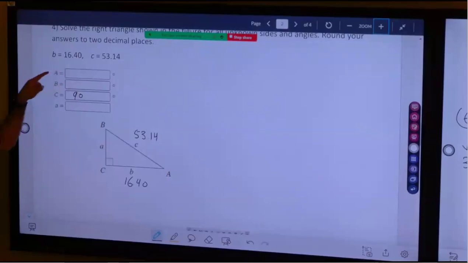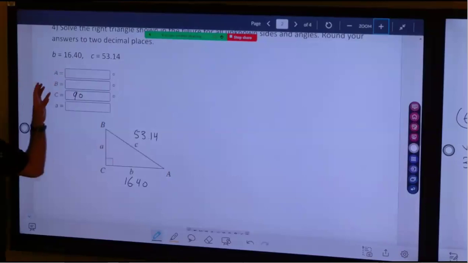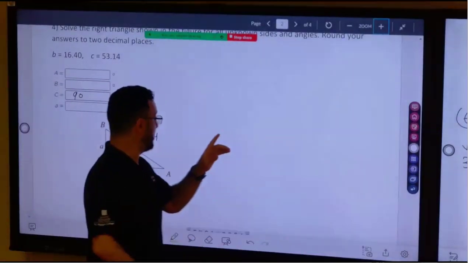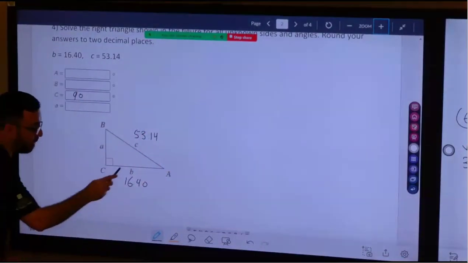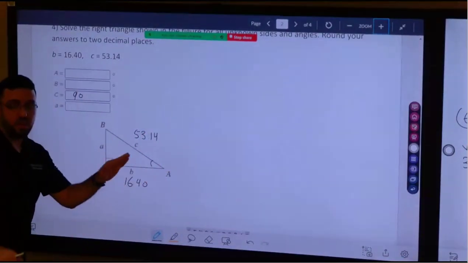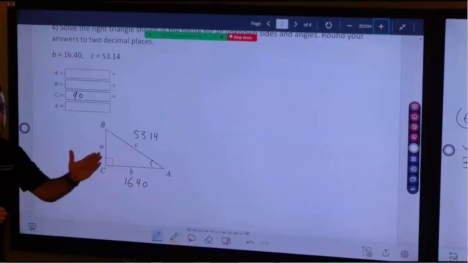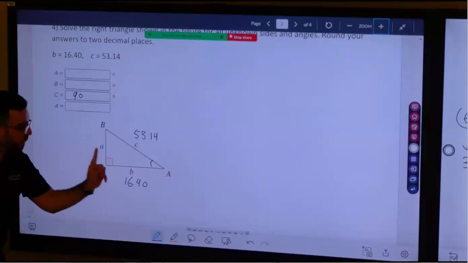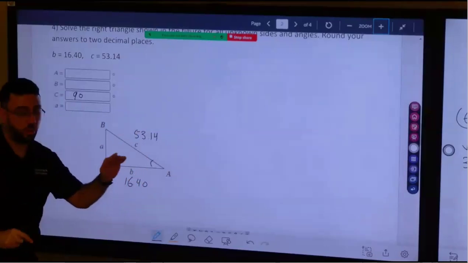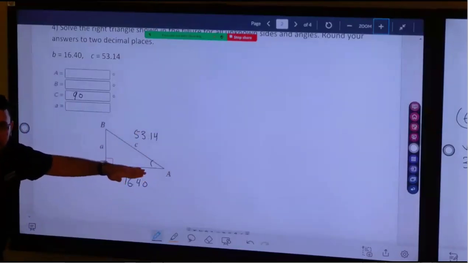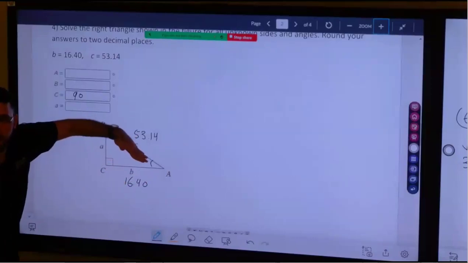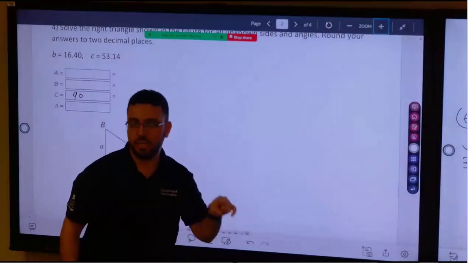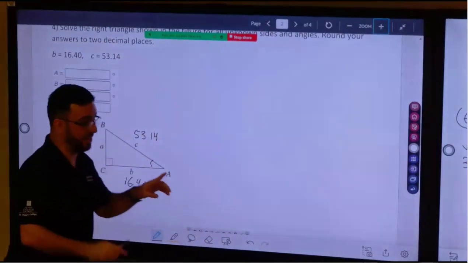Can I find the angle A? How? Check the given. The given is this side and this side. My goal is to find the angle A. So this is the adjacent, and this one is the hypotenuse. Which trig function can I use with the adjacent and hypotenuse? Cosine.